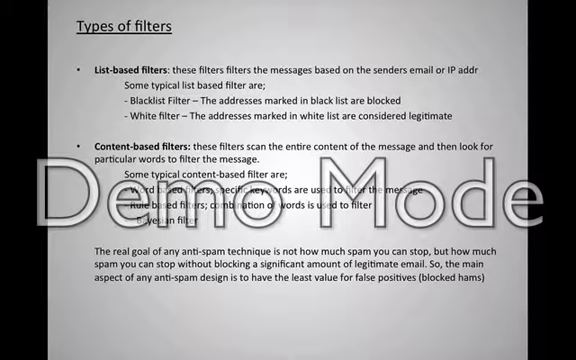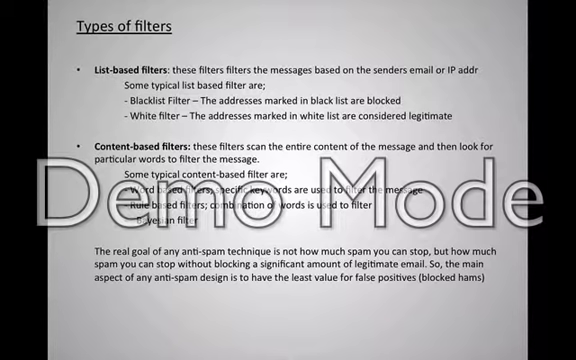Types of filters: list-based filters and content-based filters. List-based filters maintain a blacklist or a whitelist based on the sender's email IDs or IP addresses, and mails are blocked if they are found in the blacklist. A content-based filter scans the entire content of the message. Examples are word-based filters, where keywords are used to filter the message, rule-based filters, or the Bayesian filter.